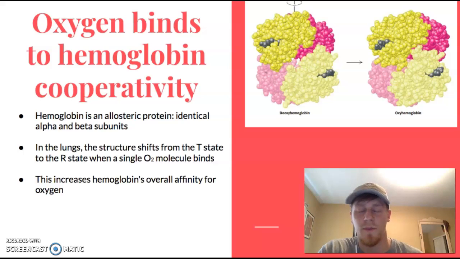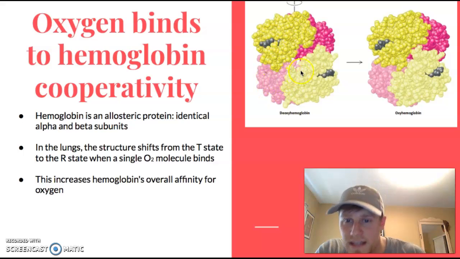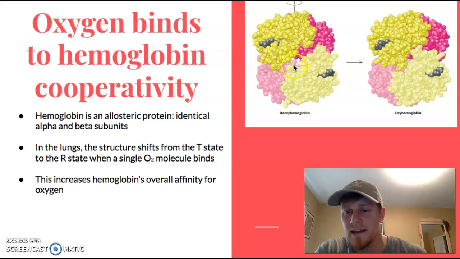And all that means is basically hemoglobin is an allosteric protein with identical alpha and beta subunits. And here's a more detailed picture of a hemoglobin molecule. Here's a beta subunit, and here's an alpha subunit. You can see there's a little gap. This is the T state, which is how hemoglobin normally exists. The heme groups are these little gray points right here. Once the first oxygen molecule binds to a heme group, the structure of hemoglobin is going to change from the T state to the R state.